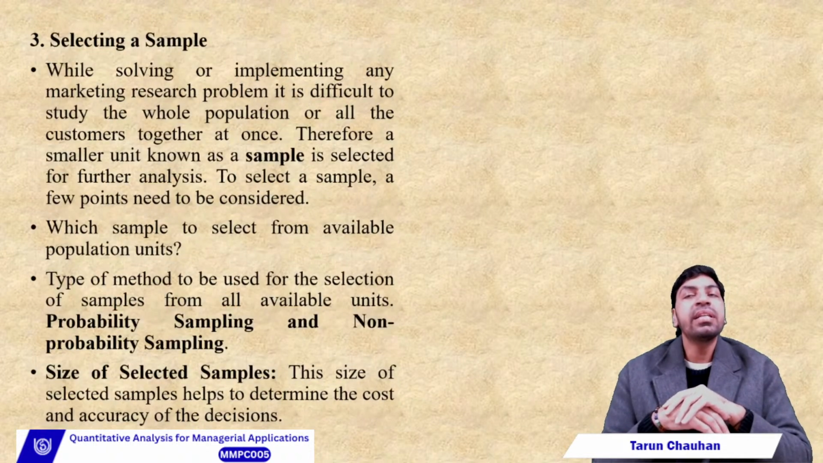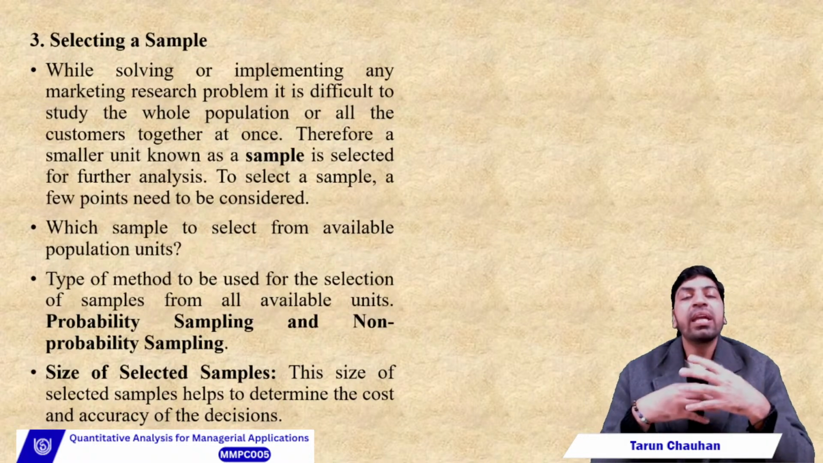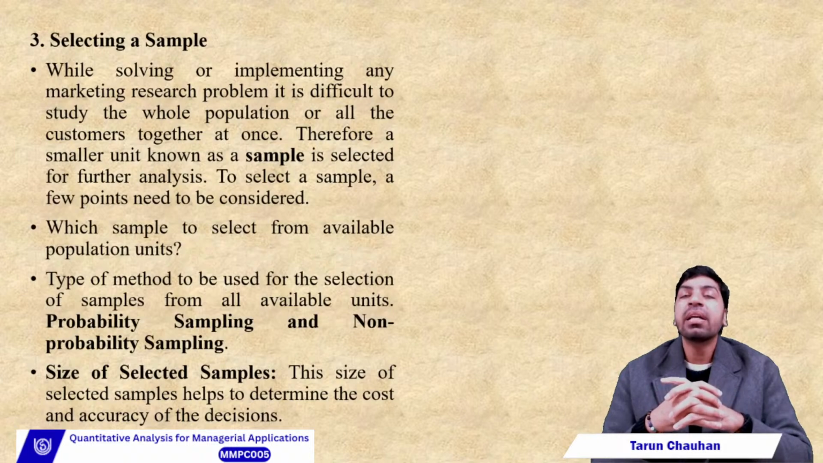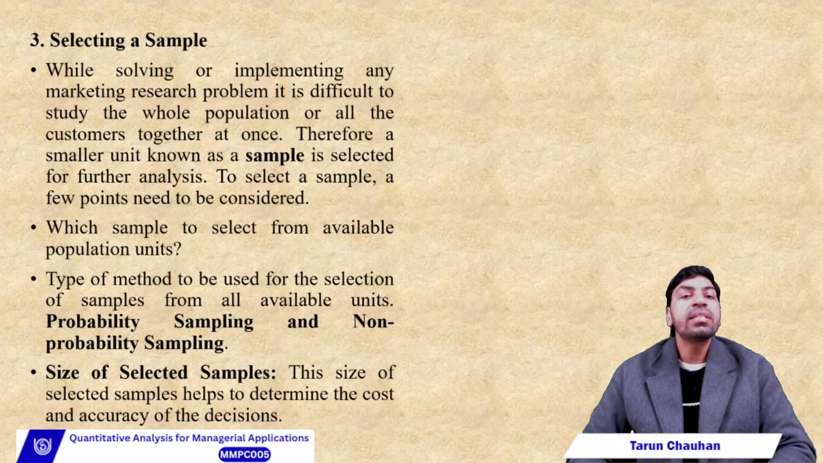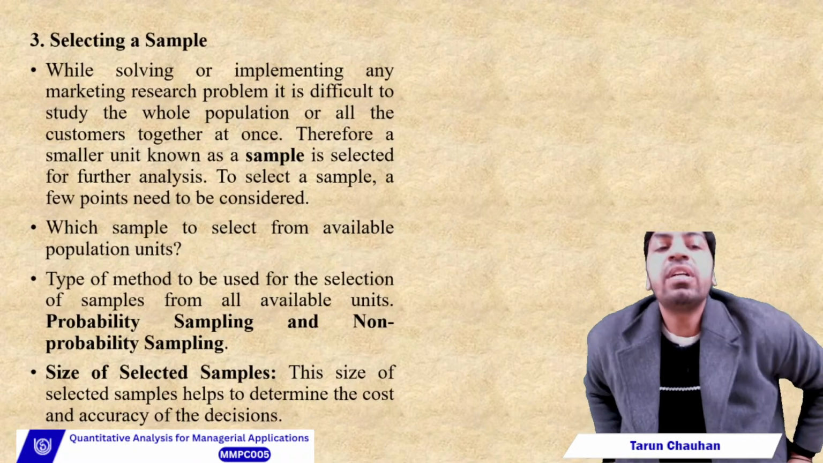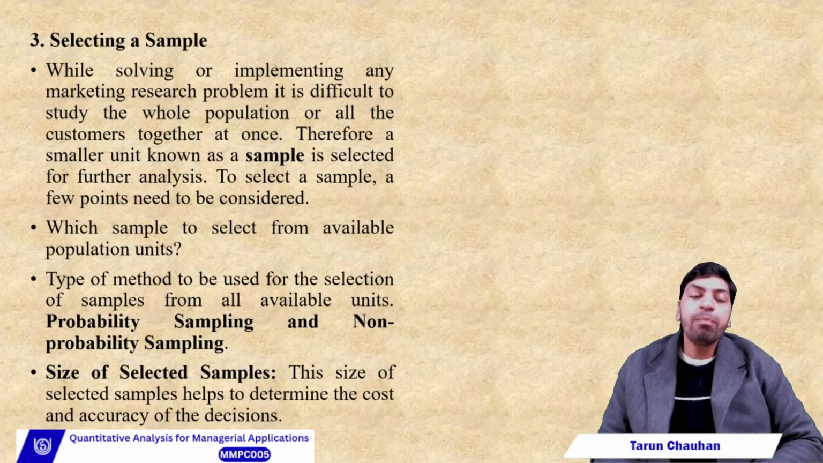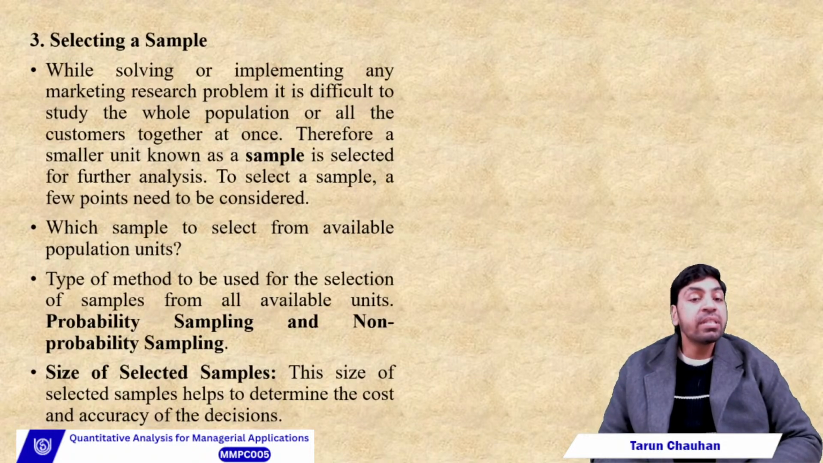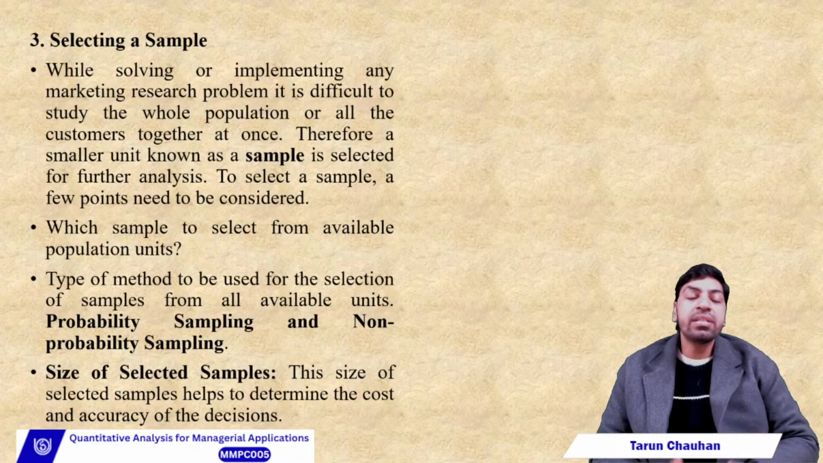Next, the third stage is selecting a sample. While solving or implementing a marketing research problem, it is very important to decide the samples which need to be selected for the further analysis. And to select a sample, there are a few parameters that a researcher needs to consider. The first one is which sample to select from available population units. So you need to understand what a sample is.